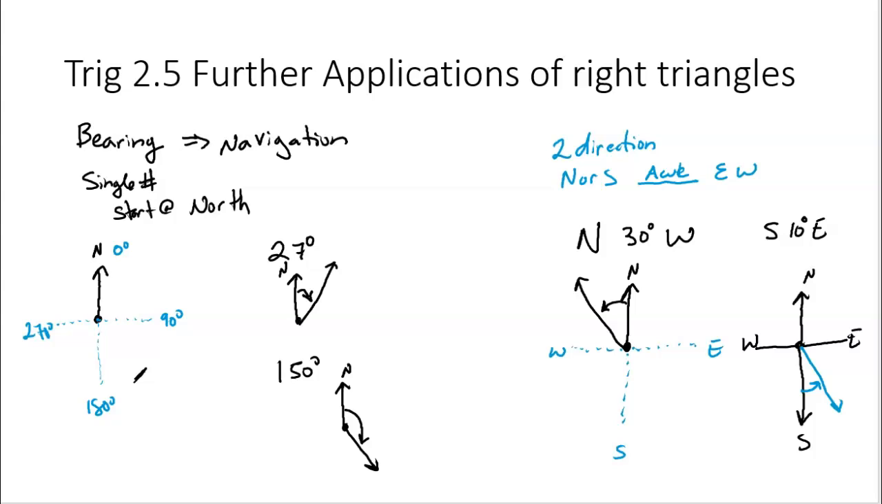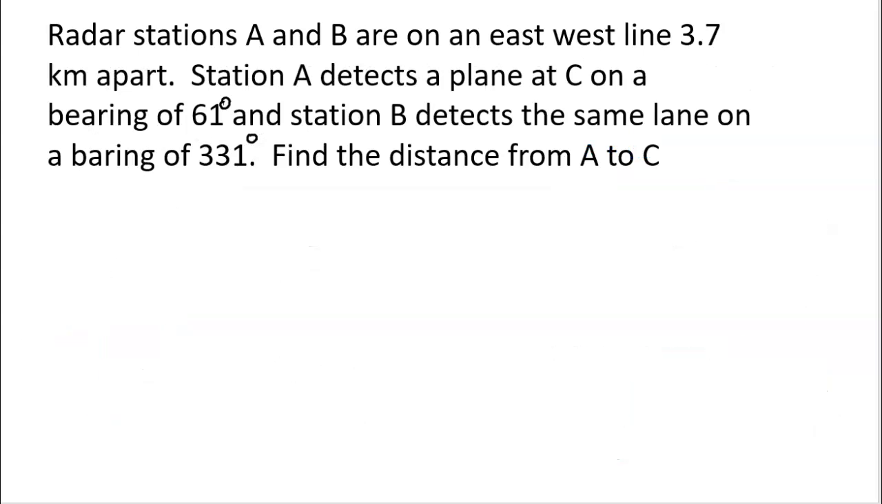Let's take a look at our first problem. It's a word problem. It says radar stations A and B are on an east-west line 3.7 kilometers apart. Station A detects a plane at C on a bearing of 61 degrees. Station B detects the same plane on a bearing of 331 degrees. We want to find the distance from A to C.